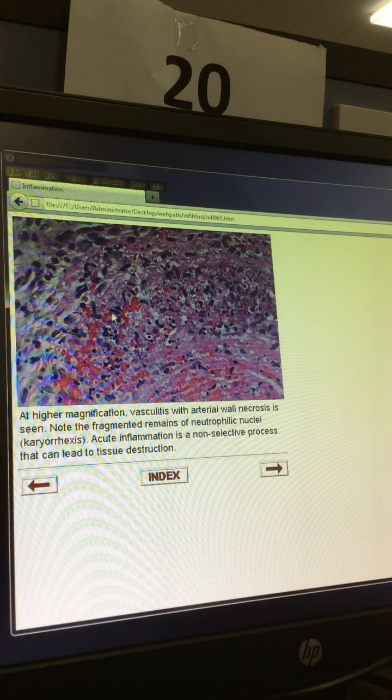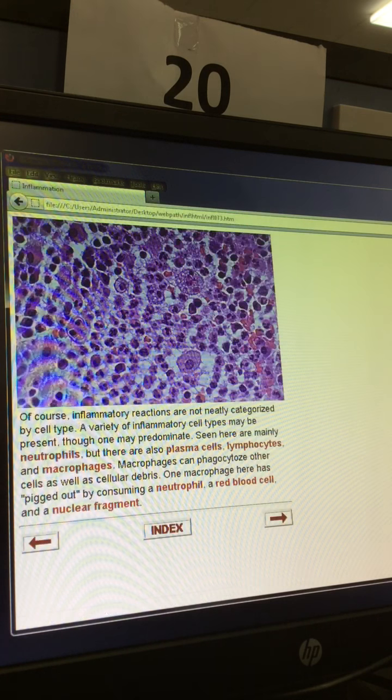This is a higher magnification of the same vasculitis. We can see here debris, which is a necrosis of the blood vessel wall. Here we have several inflammatory cells. We can see the largest one, which is the macrophages, and the segmented nucleus, which is the neutrophils. We have also these cells with a large nucleus and a rim of cytoplasm. This is called the lymphocyte.